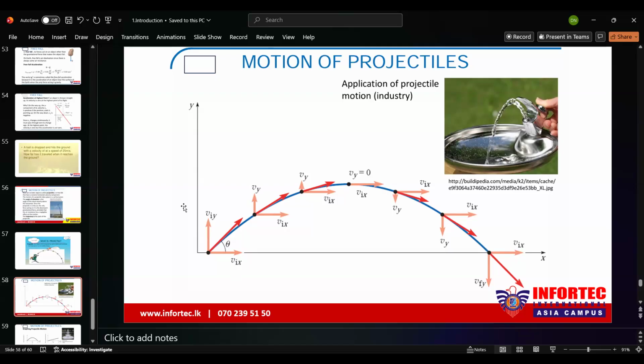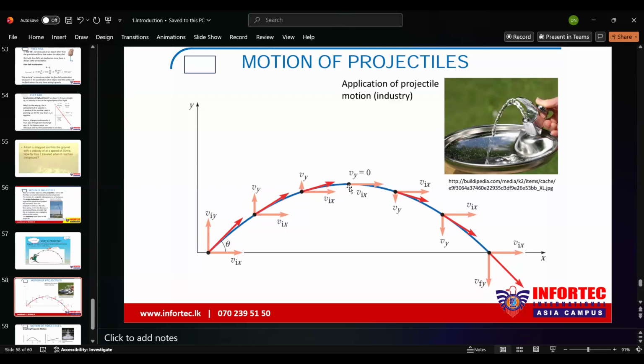Then consider the y component. You can see the y component Viy is changing due to gravity, right? It is changing due to gravity because there is only the y component, so what happened? It is decreasing. You can see the size of the arrow, I mentioned it is decreasing. You can see the size of the arrow as it moves.